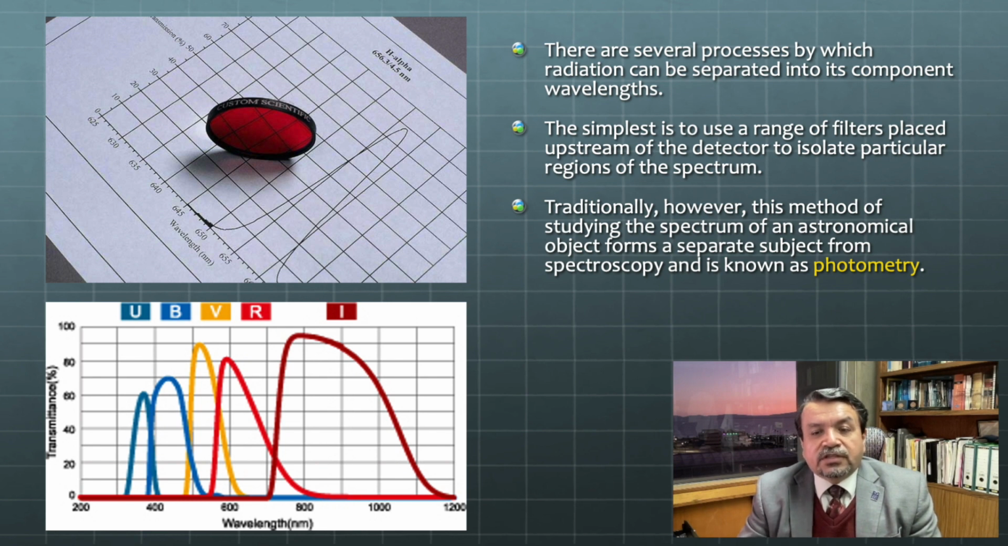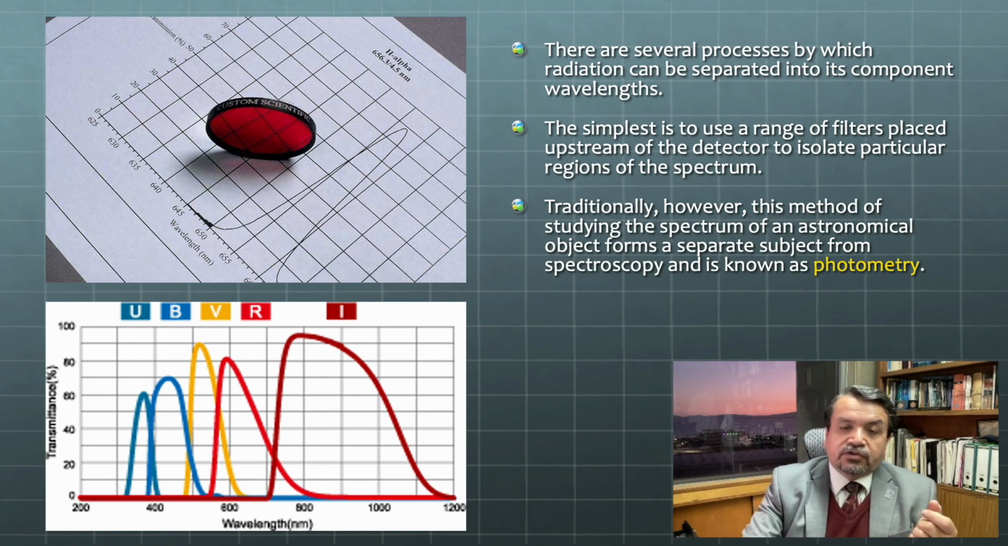However, as these filters have a wide bandwidth, the spectral resolution, which is the discrepancy between two wavelengths, can be either 1000 angstroms or 2000 angstroms. So that is actually referred to as photometry. The process carried out with filters is referred to as photometry.